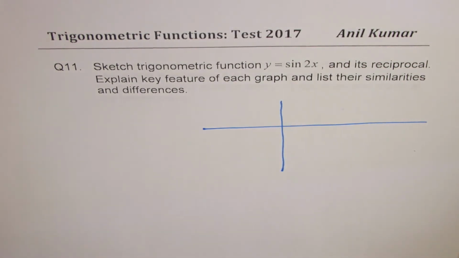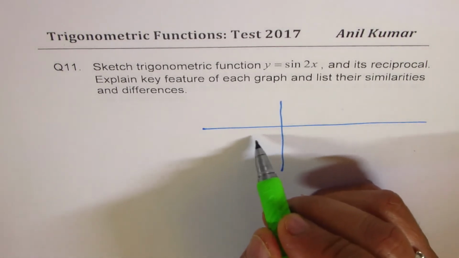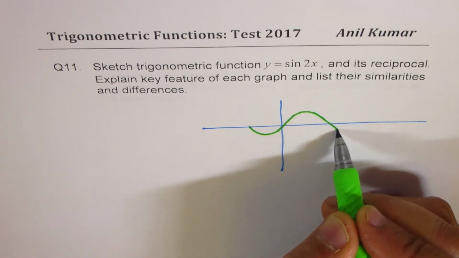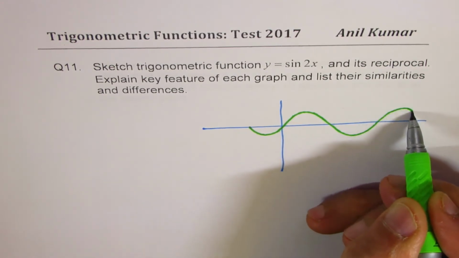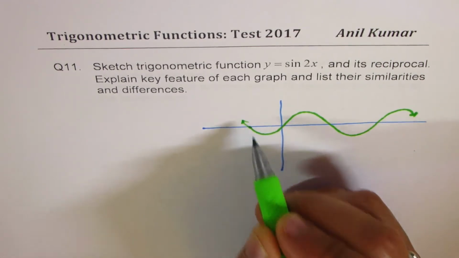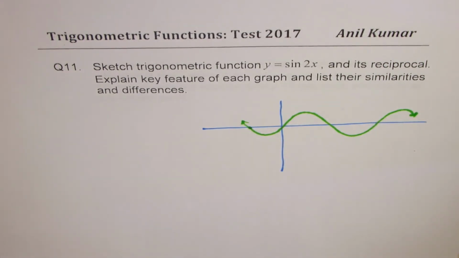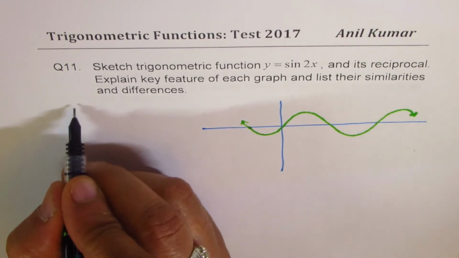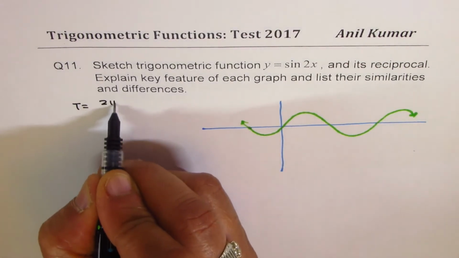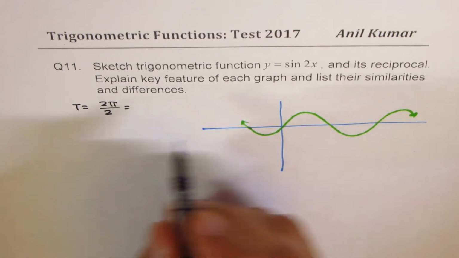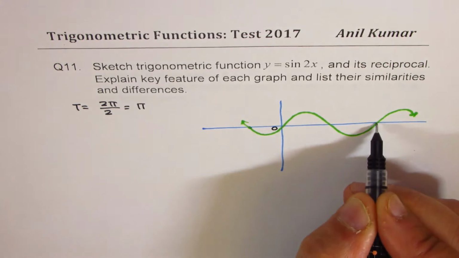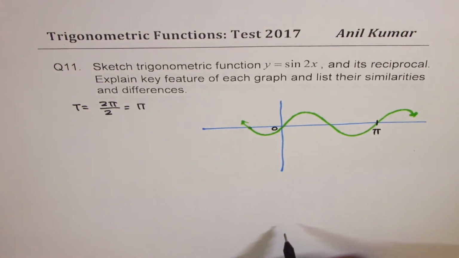Now it's kind of an open question. We are not even given any domain for this. So let me just sketch a graph of a sine function like this. Okay, so I'm just sketching a sine function. I've taken the value as y equals sine 2x. That means the time period should be how much? Time period will be 2 pi by 2, which is pi. So this particular wave, which starts at 0, one wave is completed in pi radians, right?